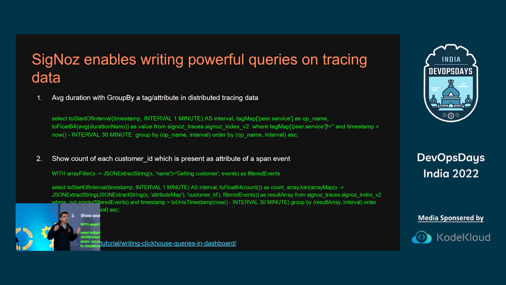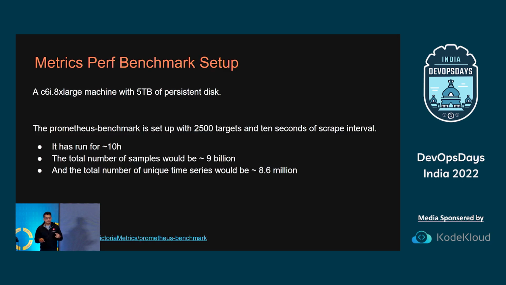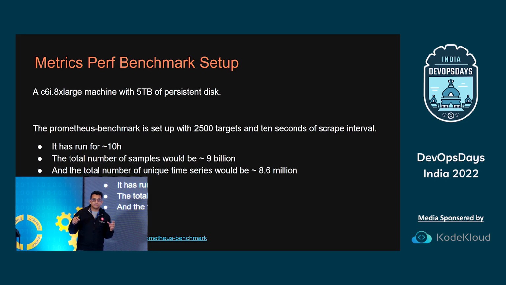Traditionally, what we have been hearing is that we are getting less value out of traces because of the high cost of storage, low aggregation capabilities, and the low value that we can generate, because we are not harnessing the rich data that it has underneath. So we'll go with some sort of metrics performance benchmark, where we have a setup with C6i 8x large machines with 32 CPUs and 5 TB of persistent disk.